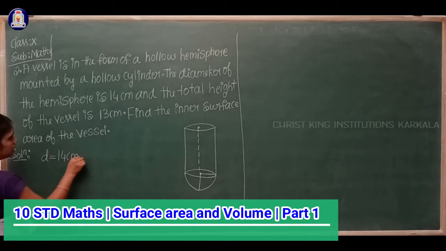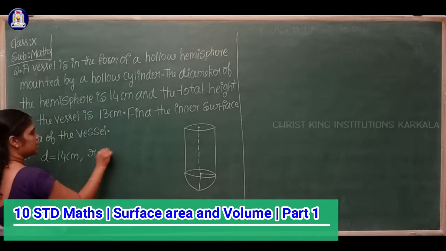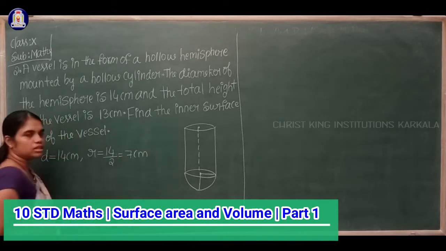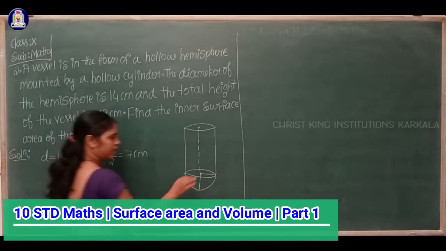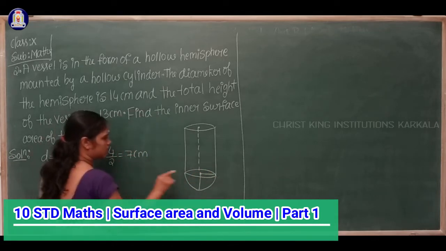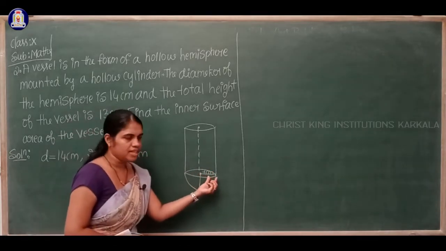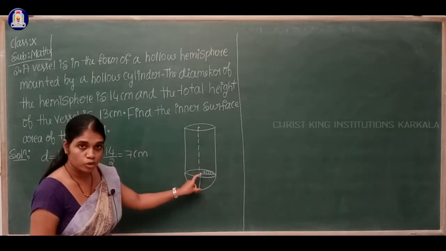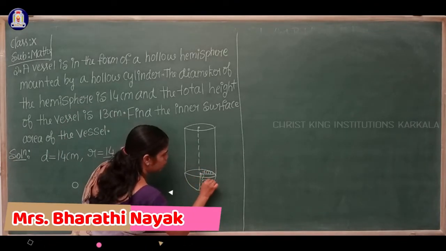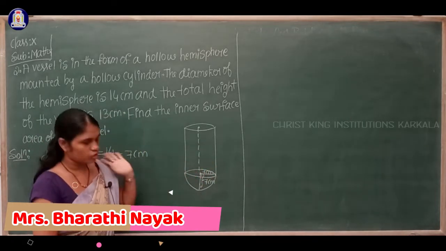D is equal to 14 centimeter, given. So what is the radius of the hemisphere? Radius is given by 14 by 2, equal to 7 centimeter. So this is the radius of the hemisphere, 7 centimeter. If it is the radius, then what about this one? This is also a radius, isn't it? So if this is 7 centimeter, this is also 7 centimeter.